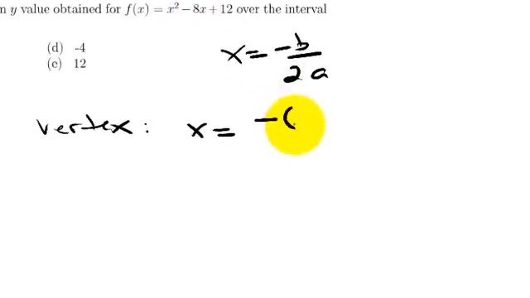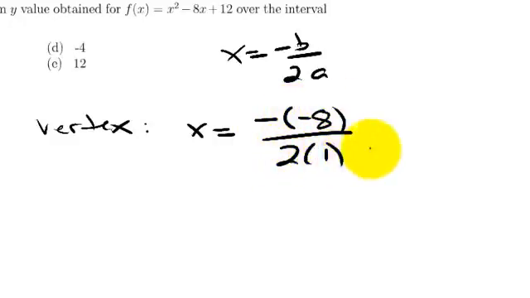Okay. The vertex, to remind you, is negative b over 2a. And let's do the vertex point first. Here's a. Here's b. So it's negative b, and b is negative 8, over 2 times a. A is 1. So that's 8 over 2, which is 4. Now 4 is inside our interval, which means the vertex could possibly be our minimum. We won't know until we check.